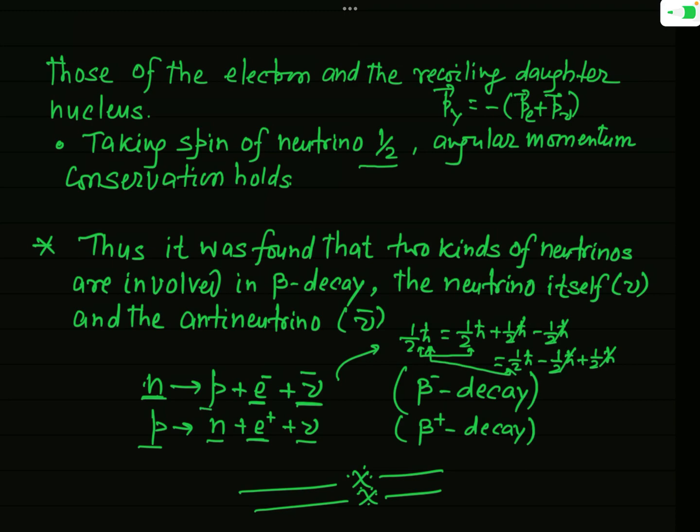And so the actual beta decay process is that a neutron is converted into a proton, an electron and an antineutrino. And similarly, in beta plus decay, a proton is converted into a neutron, a positron and a neutrino. So I have mentioned here that two kinds of neutrinos are involved in beta decay, the neutrino itself and the antineutrino. So this was just a brief introduction regarding beta decay, and why the neutrino hypothesis is needed for the beta decay process. I think you have understood. Now in the forthcoming lecture we will see the more advanced concepts of this beta decay process.